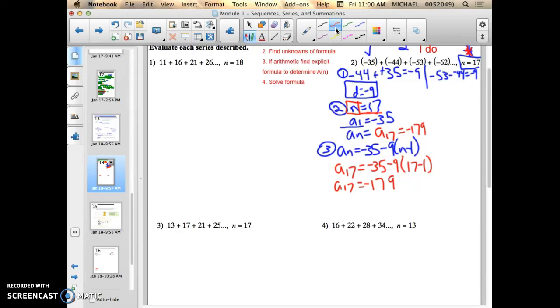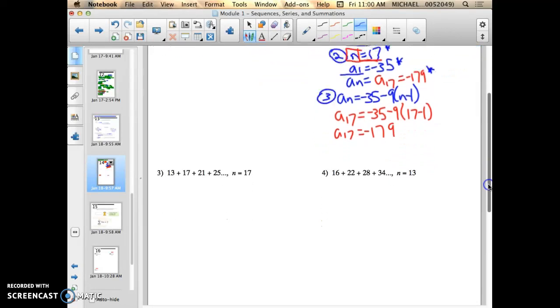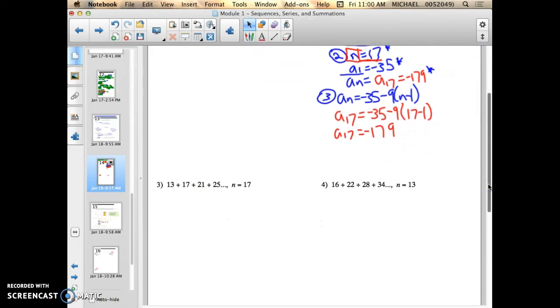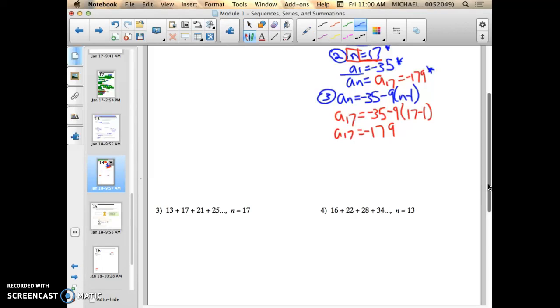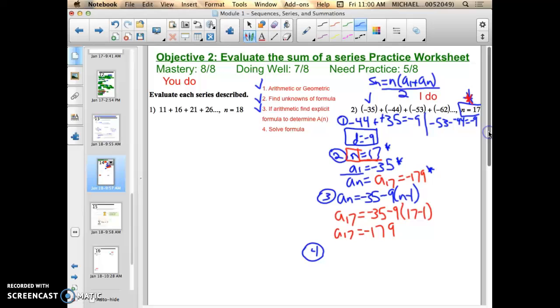So I have done step 2 and step 3 in this case. I have found all of my unknowns. I found this one, and this one. Now, step 4 is just to input all this information into the sum formula, and then solve it. So step 4, I'm going to reference this formula again.